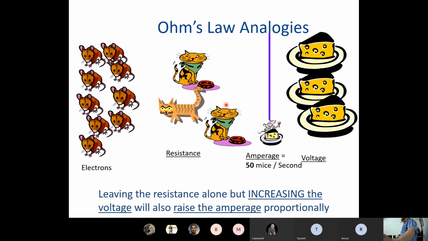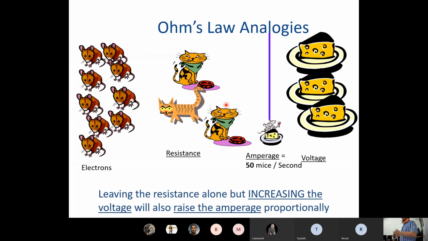Or increasing the amount of cheese. Both of those two ways will make our amperage go up, or make the number of mice get across that line faster. Does that make sense to y'all? Okay. This is how electronics and electricity works. So you can decrease the resistance to get more amperage, or you can increase the voltage. Does that make sense? Hopefully everybody gets that. But that's how you would increase amperage.